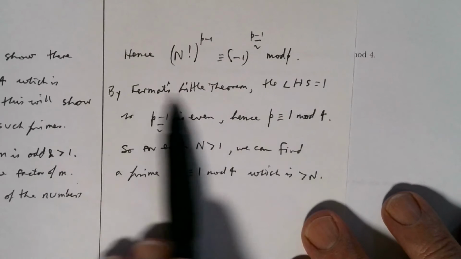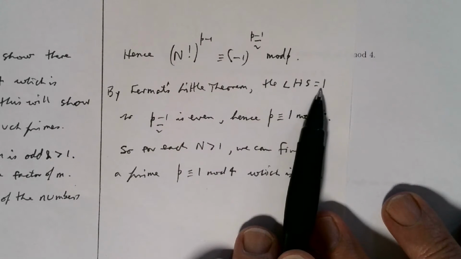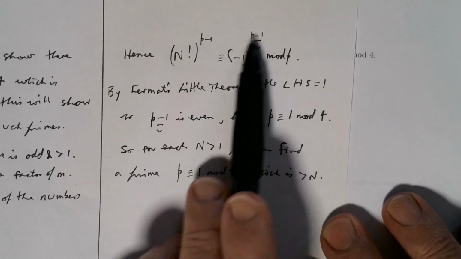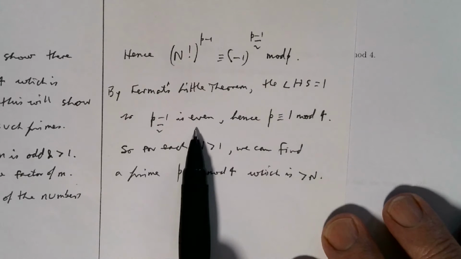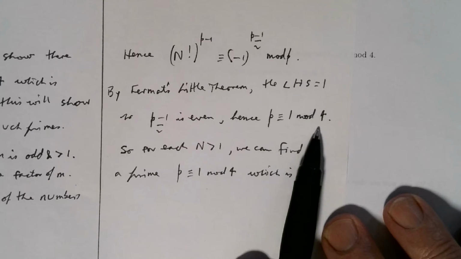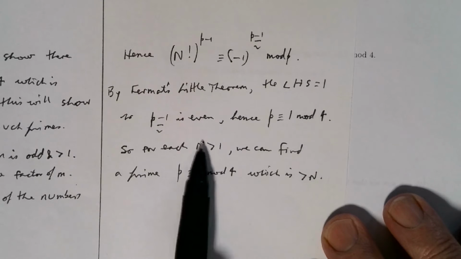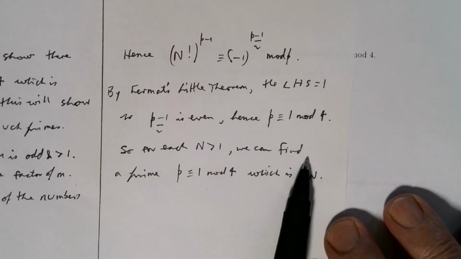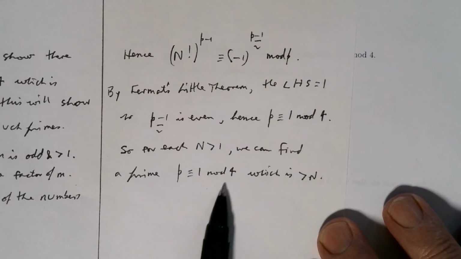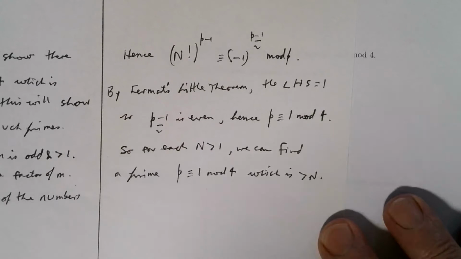Now by Fermat's little theorem, this thing here of course has to be 1, and that means this has to be 1, but that means p minus 1 over 2 has to be even. And that tells us that p then is a 1 mod 4 prime. So that means for each n bigger than 1, we can find, in a constructive way, a prime p which is 1 mod 4 and which is bigger than n. And therefore we conclude there are infinitely many such primes.